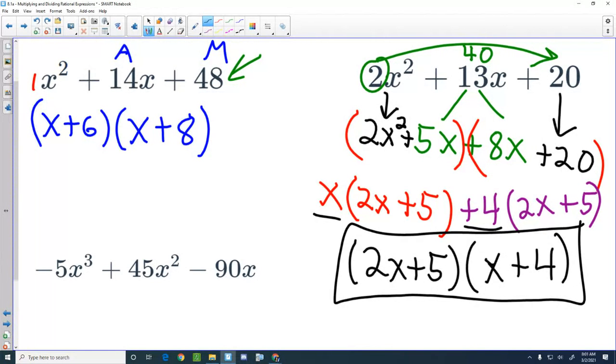We broke it down. We don't have 13 and 20 or an x squared. We have much smaller, much easier pieces to work with. We have the smaller factors, a 2x plus 5 and an x plus 4.